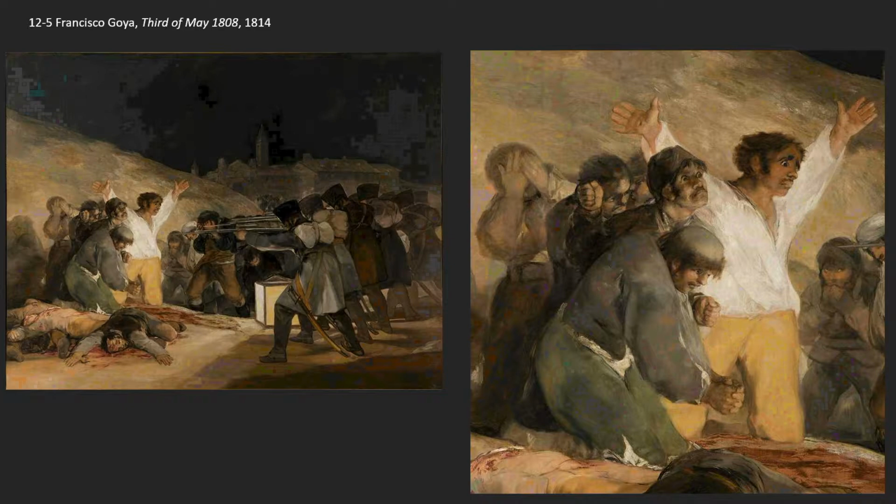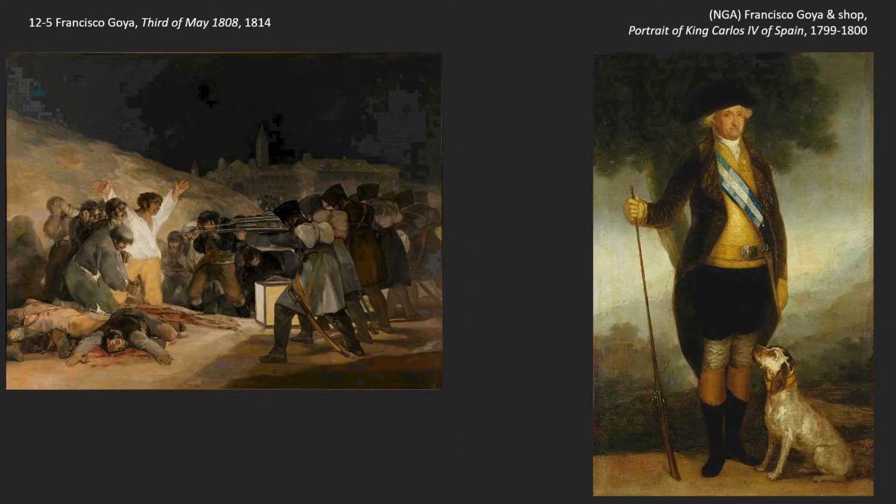Right. Now, what's going on in this picture? We actually can put this into a historical context. What happened on the 3rd of May in 1808? What's the source of that title? Well, we have to know a little bit about Spanish history.